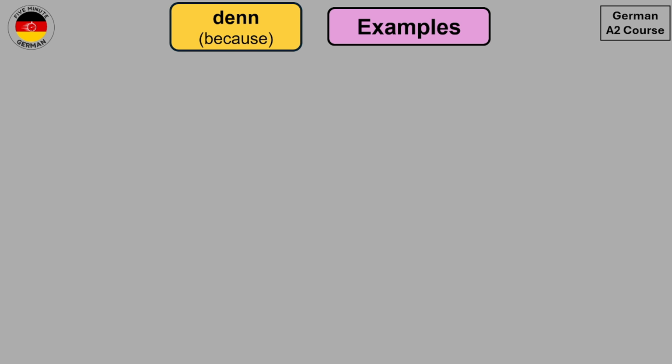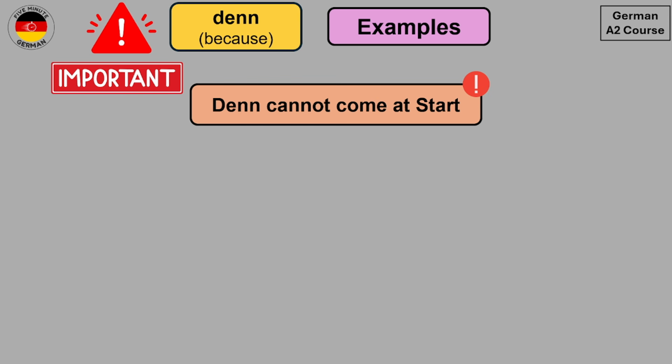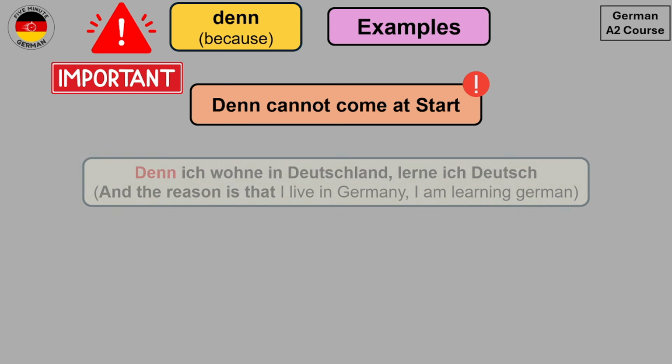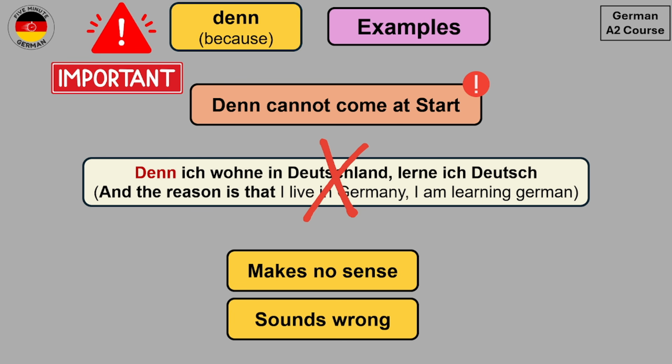Now one important point that you have to keep in mind when you use denn is that denn cannot come at the start. So this means that the sentence Denn ich wohne in Deutschland, lerne ich Deutsch is incorrect, and this is why I gave you the second translation, which was "and the reason is that", because when you translate it into English, you will see that it makes no sense and it simply sounds wrong, and that's why denn cannot come at the start.